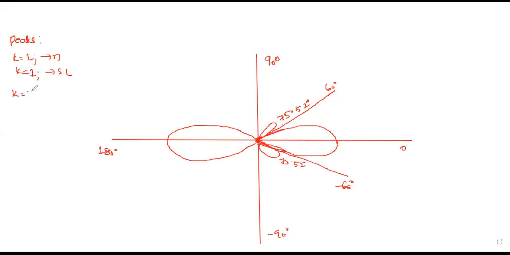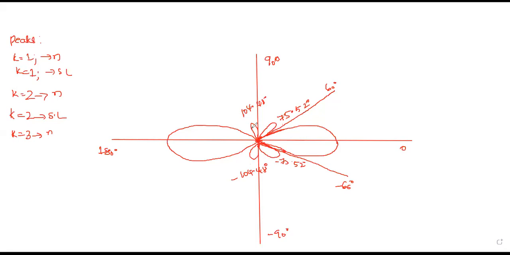Go for next, k is equal to 2 null direction. What is k is equal to 2 null direction? 90 degree, ma'am. We have already drawn here 90 and minus 90. So that is done. Go for k is equal to 2 side lobe. 104.48, ma'am. So it should come after 90. So somewhere around here, 104.48 degree. Similarly, here it is minus 104.48 degree. Okay.